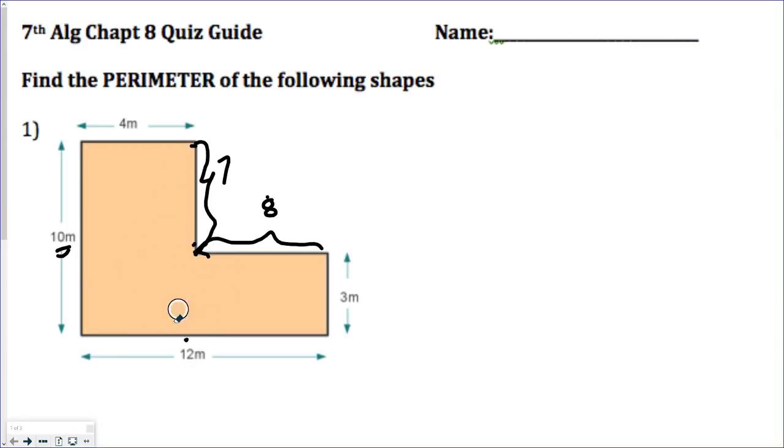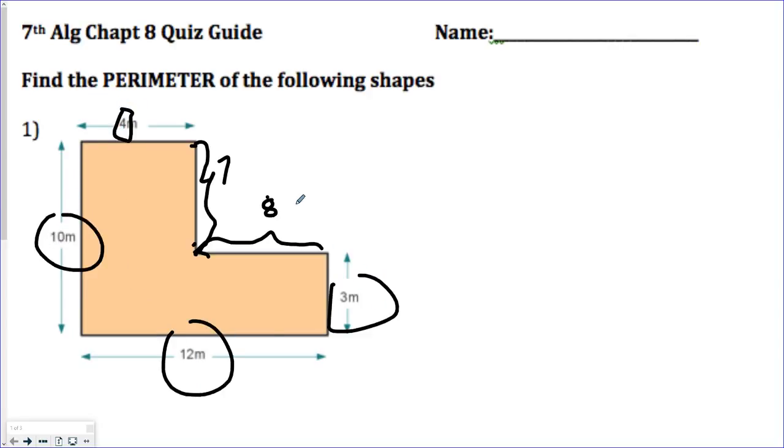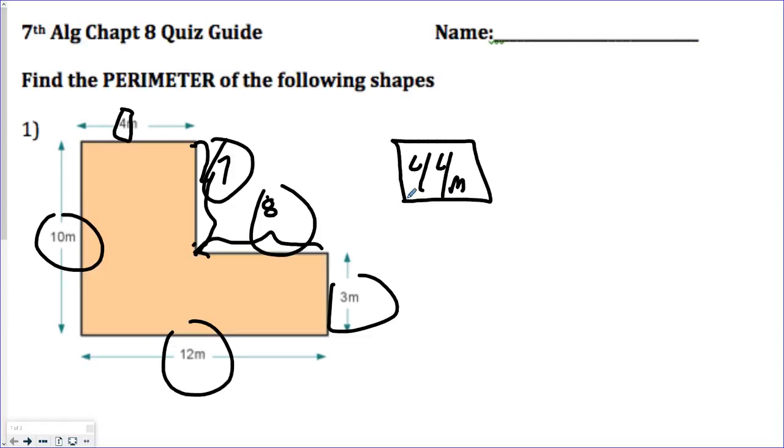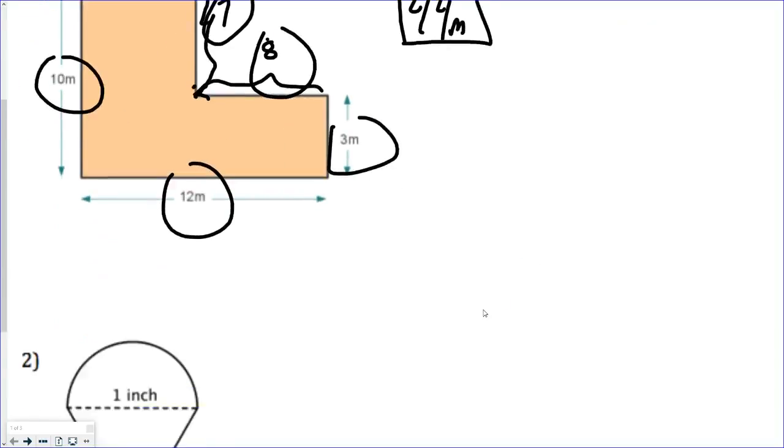So now we have all our edges, and we can just go ahead and add them up. So we're going to take 4 plus 10 plus 12 plus 3 plus 8 plus 7. If we add all those up, we get 44 meters as a perimeter. So the actual getting of the perimeter isn't that hard. The tricky part is getting the missing pieces that you have in the shape. And remember, you're only using outside edges. You're not using inside edges. You're only using outside edges for perimeter.